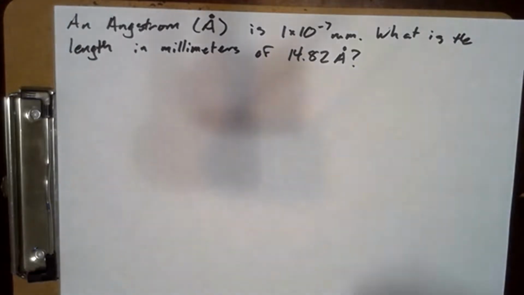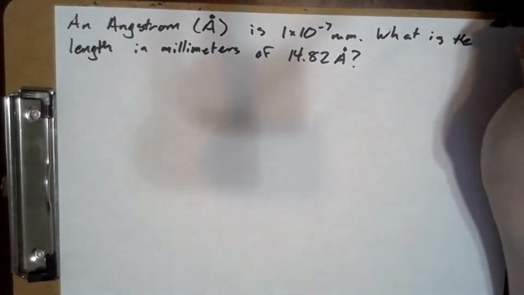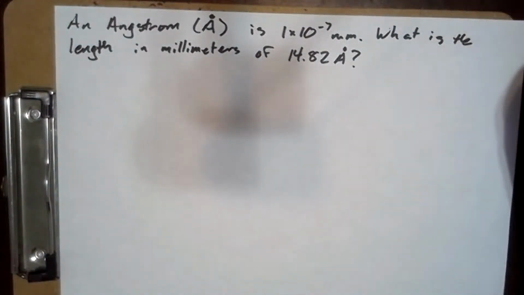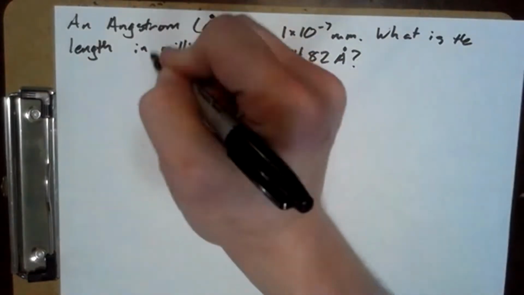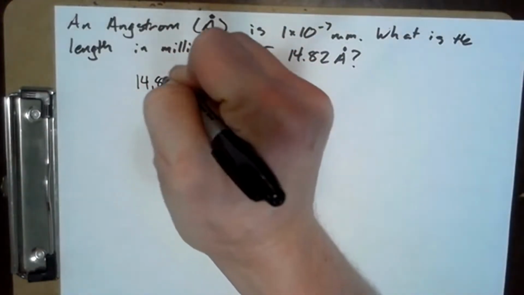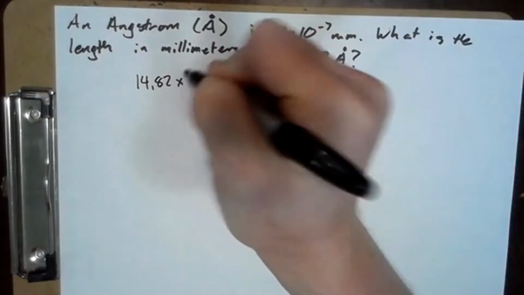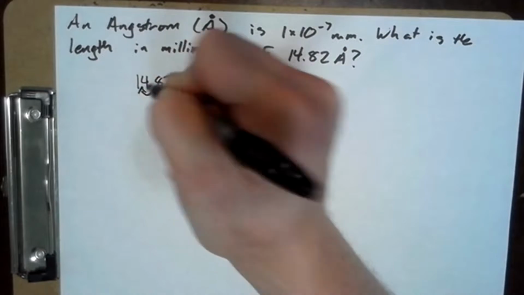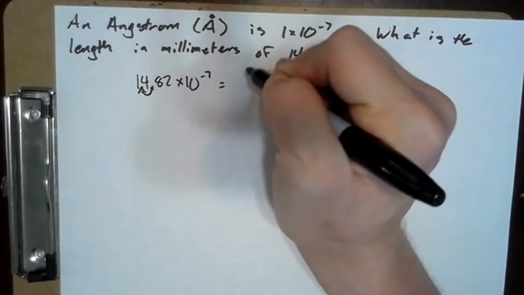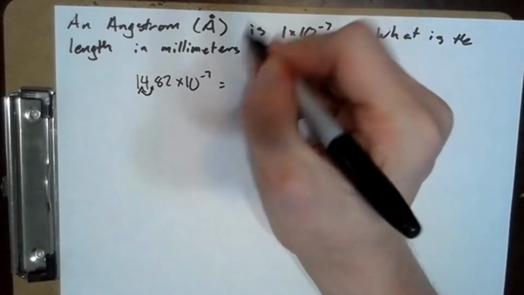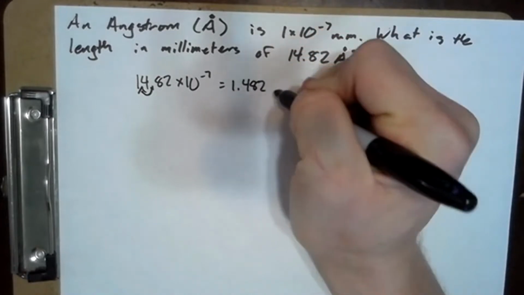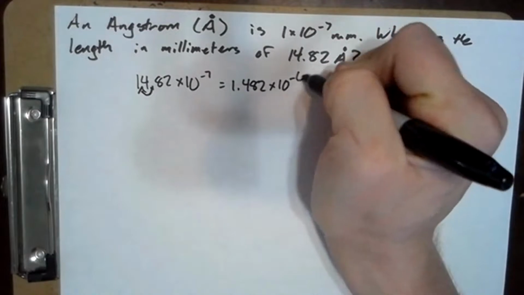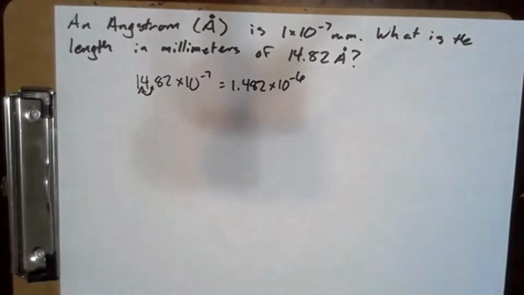Okay, an angstrom is 10 to the negative 7th millimeters. What is the length in millimeters of 14.82 angstroms? Well, that's going to be 14.82 times 10 to the negative 7th, but we need to move this decimal place over here. So that's going to be 1.482 times 10 to the negative 6th. I apologize for the whining dog.